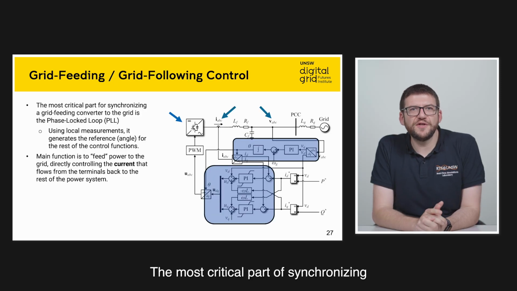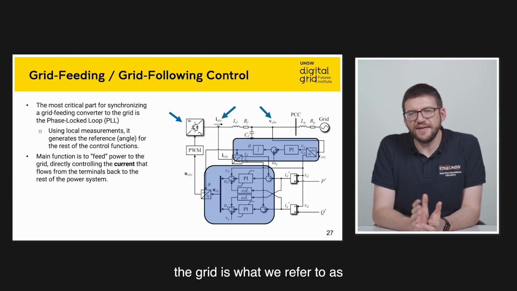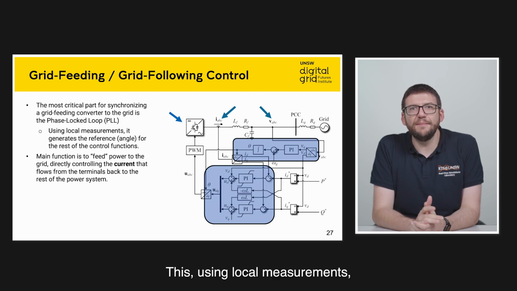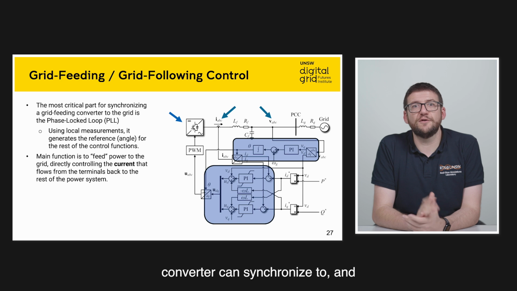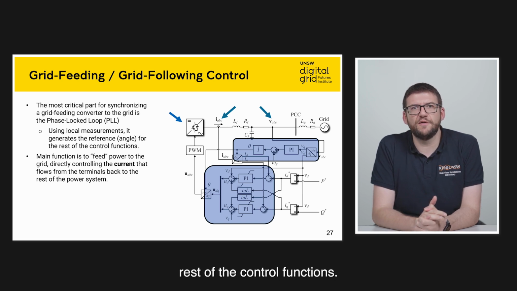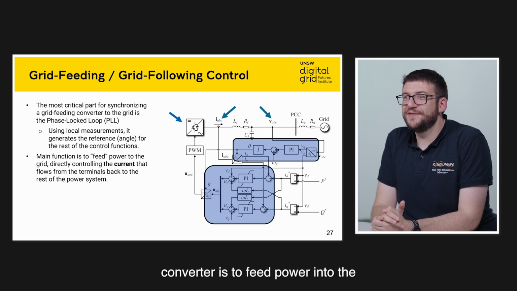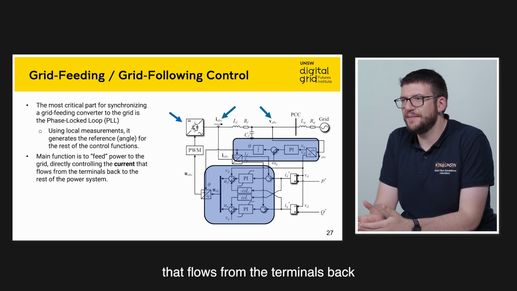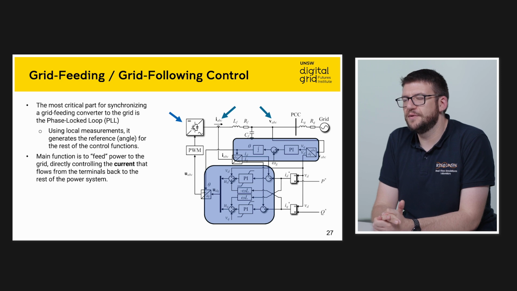The most critical part of synchronizing the grid-following converter to the grid is what we refer to as the phase-locked loop or PLL. This, using local measurements, generates the reference that the converter can synchronize to, and it enables us to implement the rest of the control functions. The main function of a grid-following converter is to feed power into the grid, directly controlling the current that flows from the terminals back to the rest of the power system.